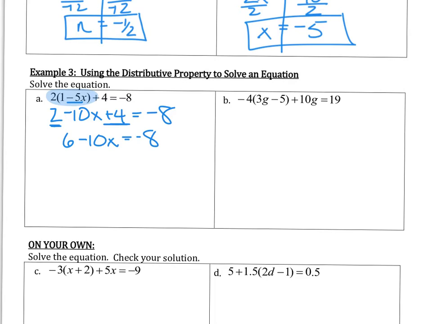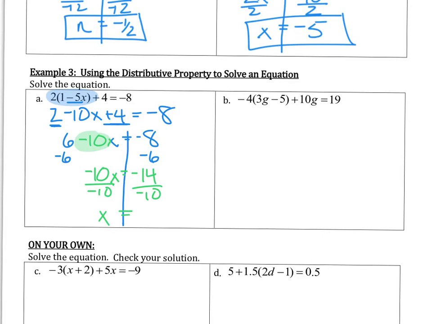If you're going to write the equation like I did here, when you go to balance, just be very careful. Remember, this 6 right here is a positive 6, so to get rid of it, I do have to subtract 6, but then I am still left with this negative 10x here, so make sure the negative gets brought down as well. So now I have negative 10x equals negative 14, and then divide both sides by that negative 10.